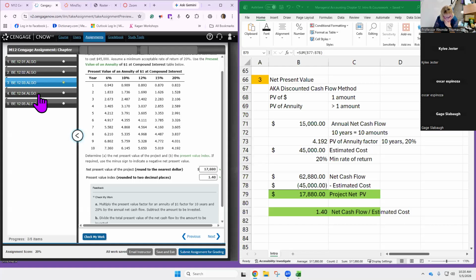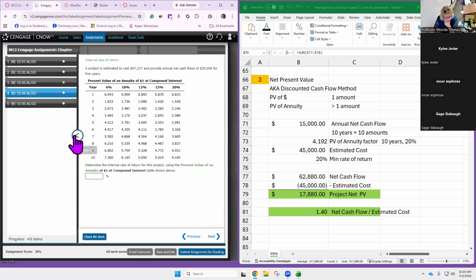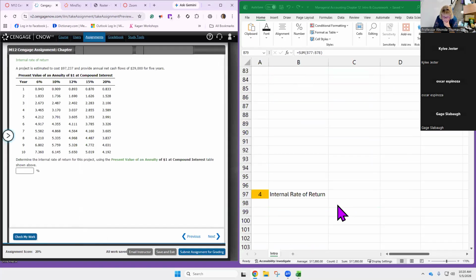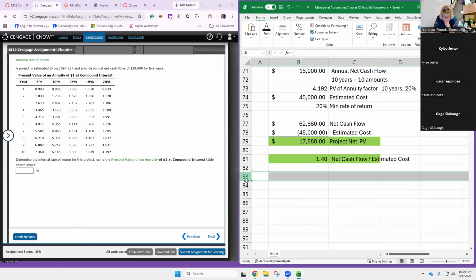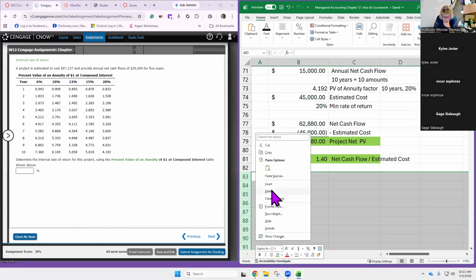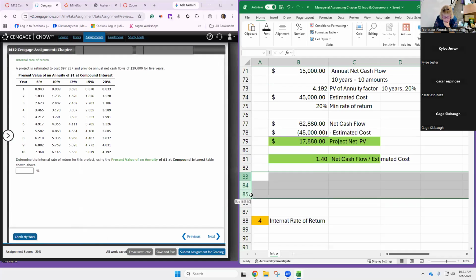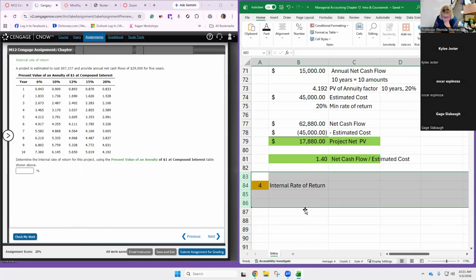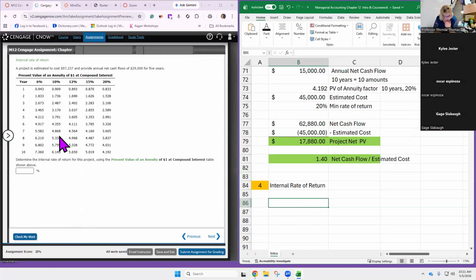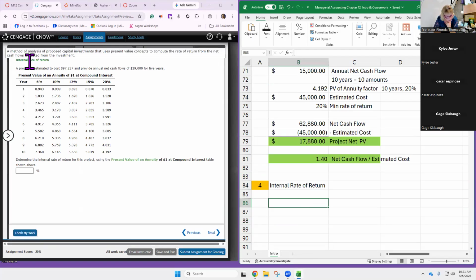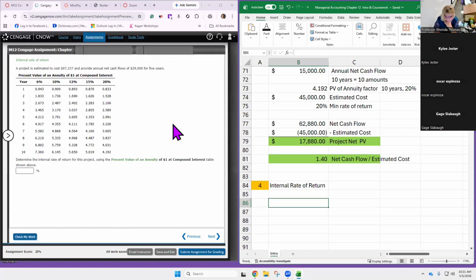Let's keep going. Now we're going to learn the internal rate of return. It's also going to use time value of money, so we're going to use a table, and I want to put the calculation here. Sometimes this internal rate of return is also called the accounting rate of return. A proposed capital investment uses present value concepts to compute the rate of return from the net cash flows expected from the investment.